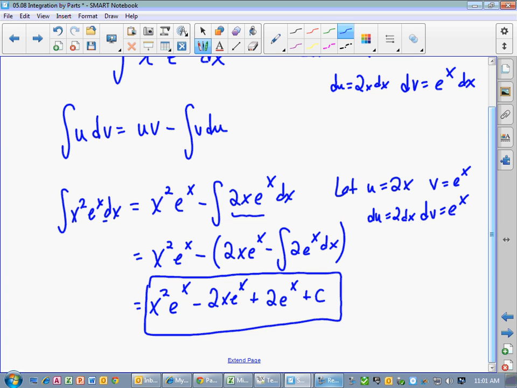And so sometimes integration by parts doesn't work the first time. It's like a lot of things in math where if it doesn't work the first time, it's iterative. You can do it again and again to your new answer.